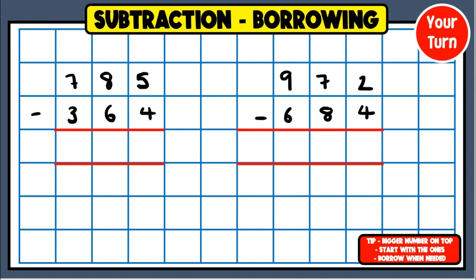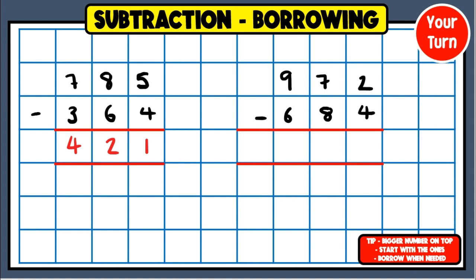Okay, let's see if you got it right then. I'm sure you did. So rule number 1 is the bigger number on top. Yes, 785 is bigger than 364. Start with the ones. Is the top number bigger than the bottom? Yes. If I've got 5 and I take 4 away, it gives me 1. Number 2, if I've got 8 and I take 6 away, it gives me 2. And the third one, if I've got 7 and I take 3 away, it gives me 4. No borrow in there, perfect.